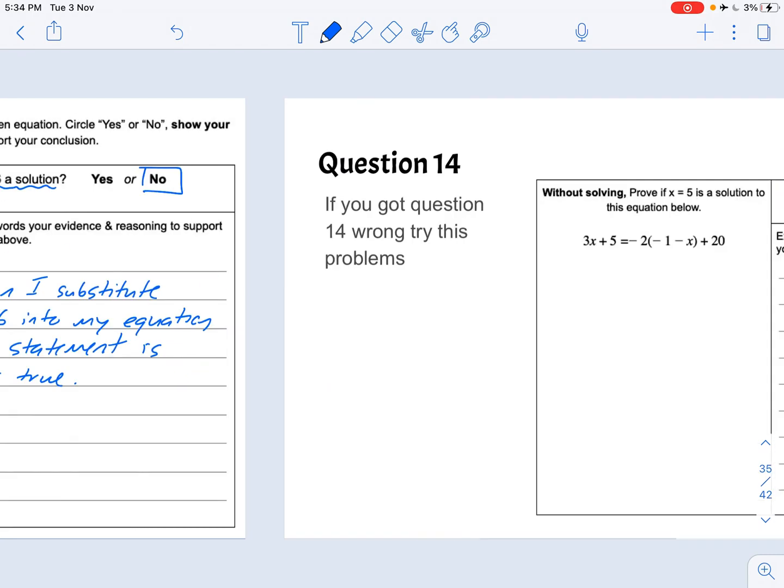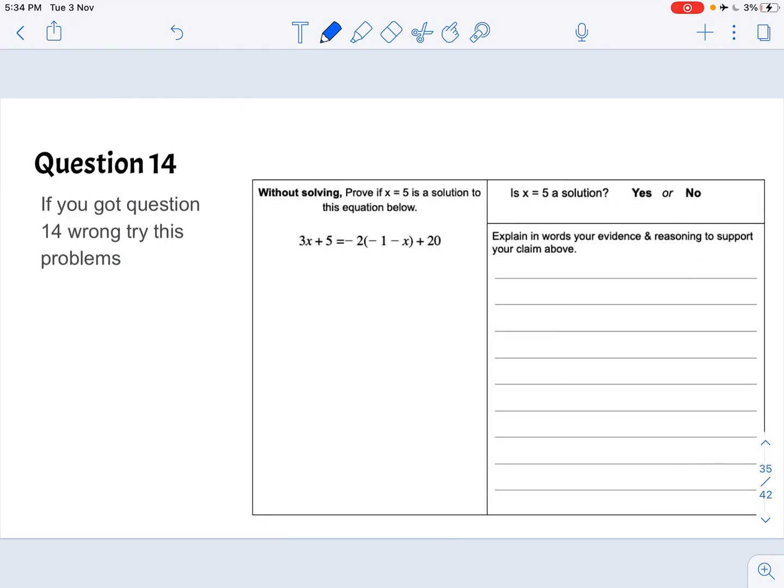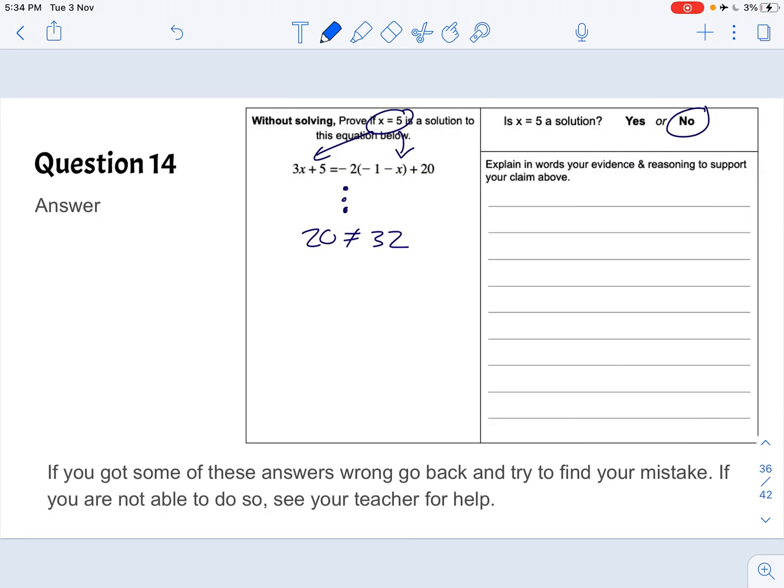If you got that one wrong, go ahead and give this one a try. Now we're checking, is x equals 5 a solution? The correct answer for this one is also no. I didn't show all the steps there, but if you substituted it in, the left side ends up equaling 20 and the right side ends up equaling 32.